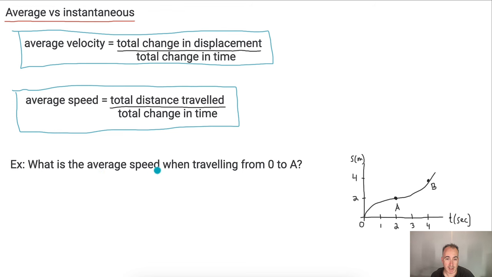So in this question, what's the average speed from 0 to A? I don't care about the path that I took. On this graph at least, I just care about the total, we want speed, right? So total distance divided by the total time. So let's look at this and see if we can figure this out. What's the total distance traveled? Well, the total distance traveled is 2, and the total time elapsed is 2.